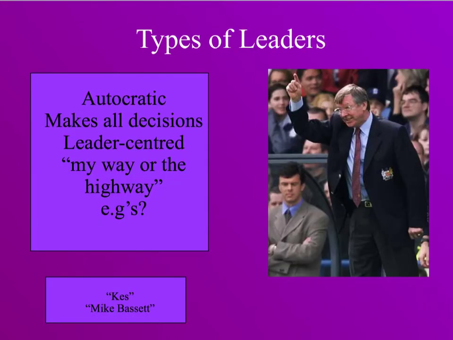So the 3 main types of leader, and then we'll look at the main 2 in a little bit more detail. So first of all, autocratic. So autocratic leadership is where the leader makes all of the decisions. This is kind of traditional style of leadership in sport, and we would call this leader-centered. It's based around what the leader does. So traditional old school type of leadership, Sir Alex Ferguson, a bit of an example. You're going to do it my way or I'll get rid of you kind of idea.